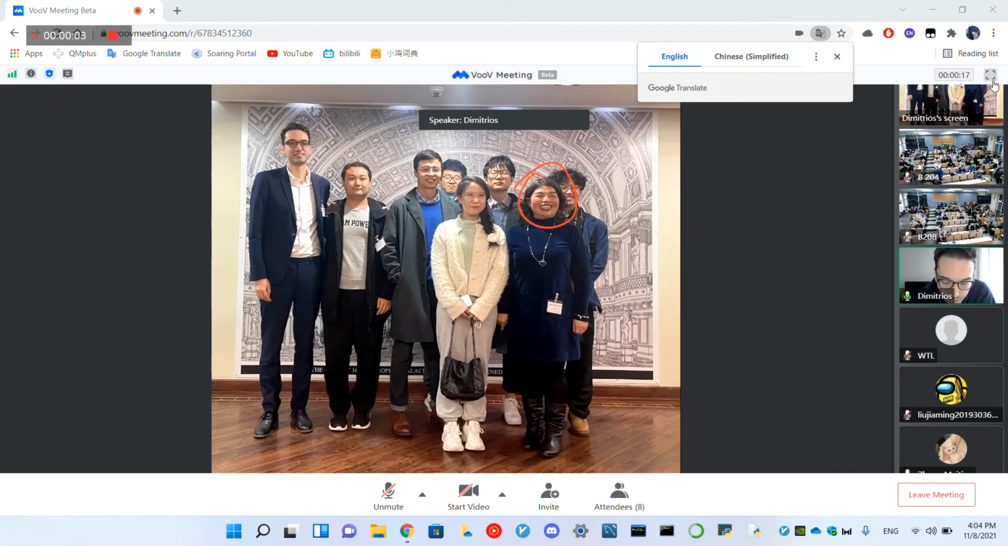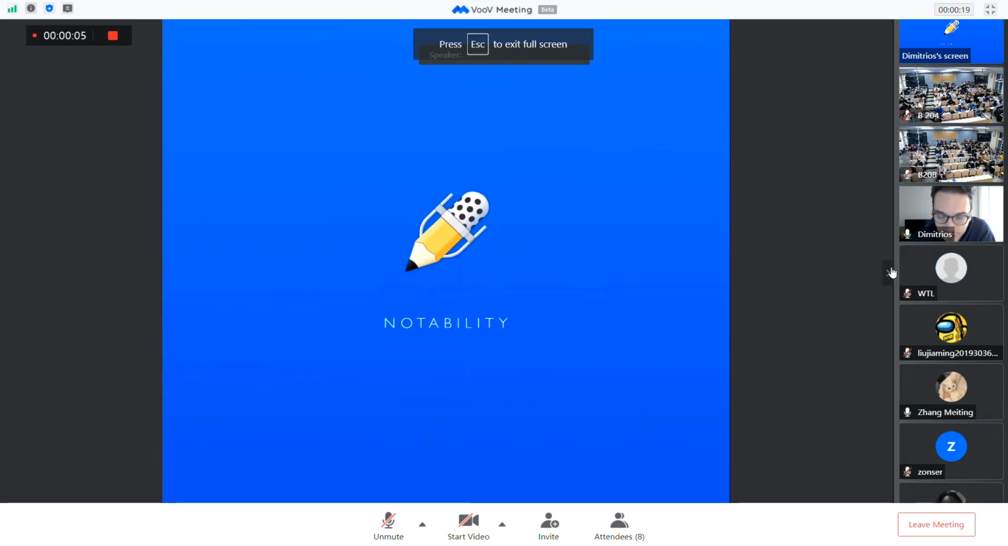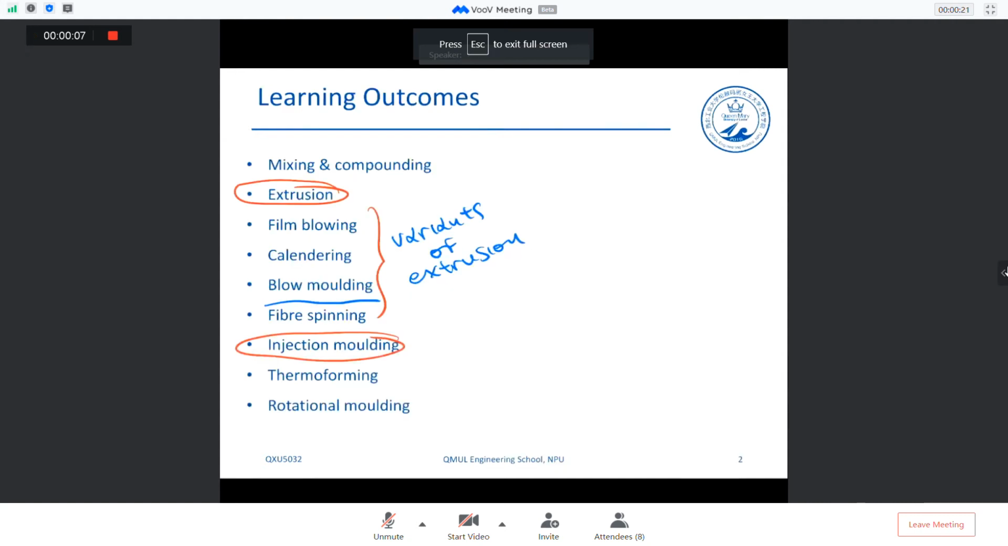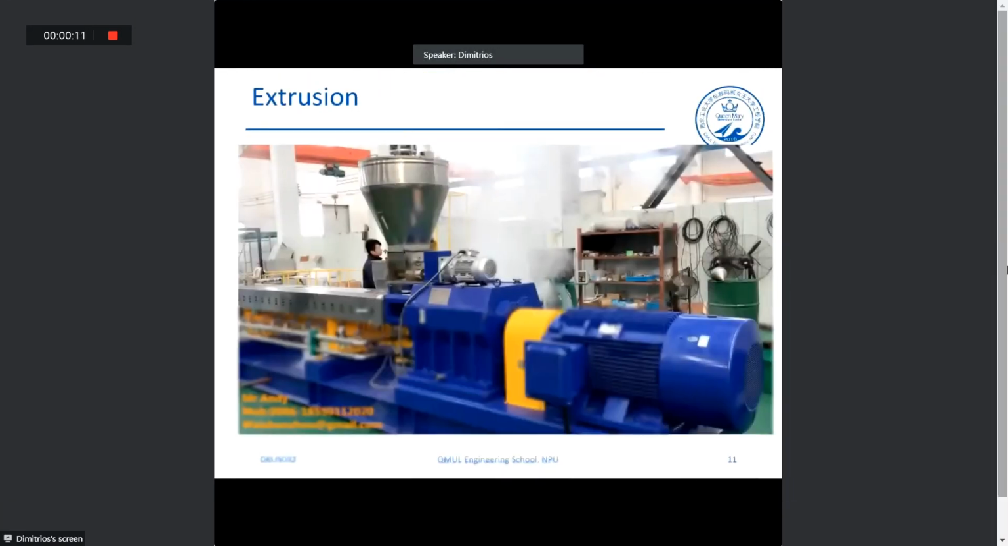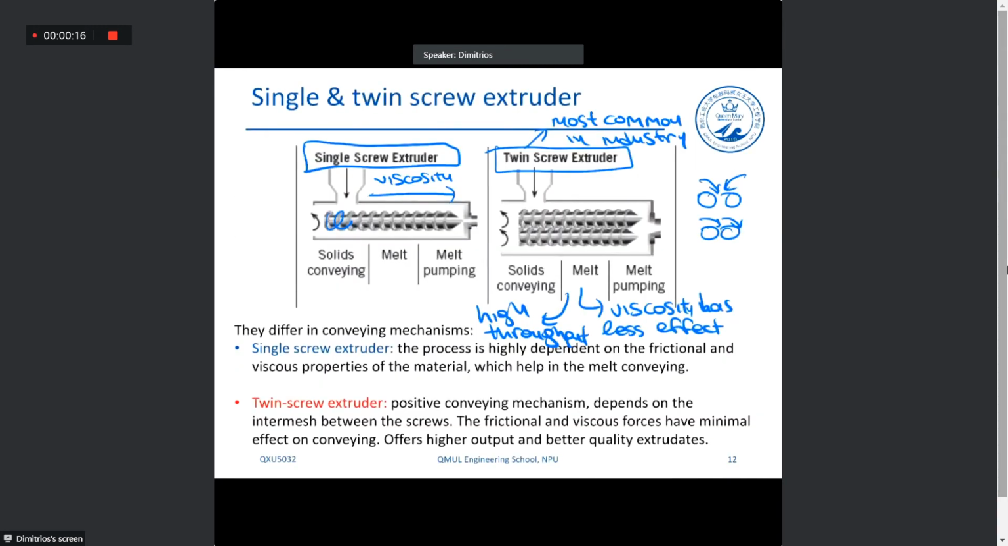Yeah, so let's go back to today's course, and a brief summary of what we said the other time. We talked a lot about extrusion and how it takes place. We said that extrusion is the most popular technique, and it has several types of variants, different types of extrusion, and what happens at the end of the extruder, essentially.